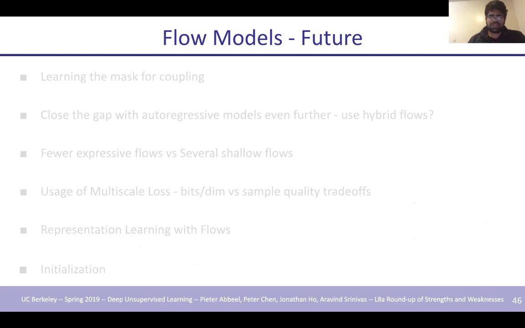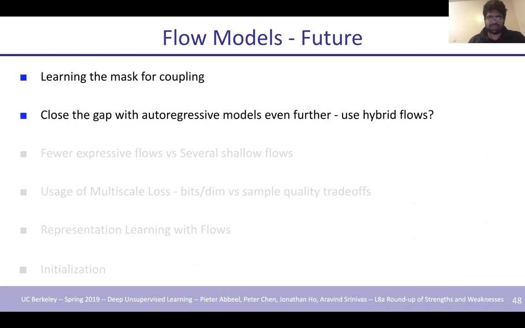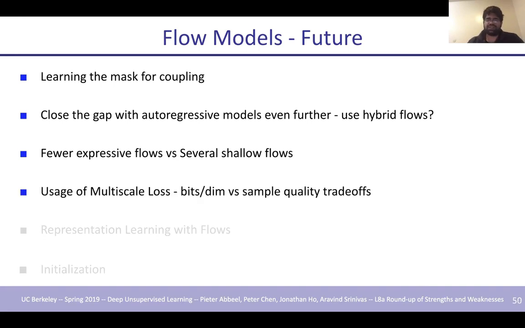So given all these advances, there's a lot of future work left in terms of how to learn the mask, how do you actually completely close the gap with autoregressive models, whether you want to use very expressive flows but very few, or whether you want to use shallow flows which are not particularly expressive, but then keep on stacking them so that you get a very expressive composed model. How do you use multi-scale losses, how do you trade off between your density estimates and your sample quality, and how to use the representations you derive at various levels of the flow model for downstream tasks. All these are fundamental advances to think about for flow models, and also how do you carefully initialize so that flow models can train very fast.